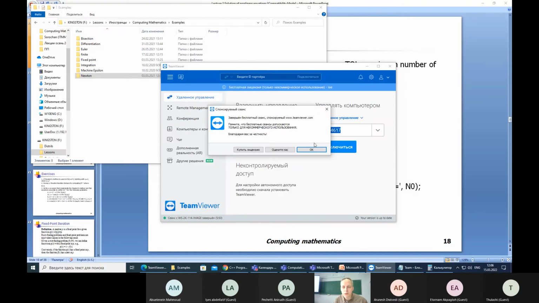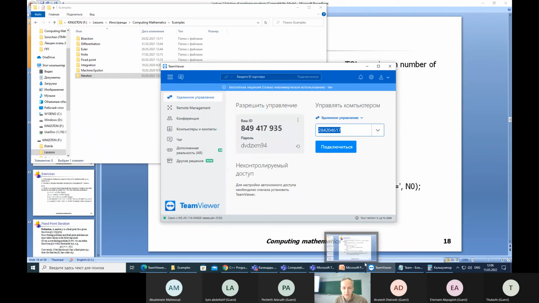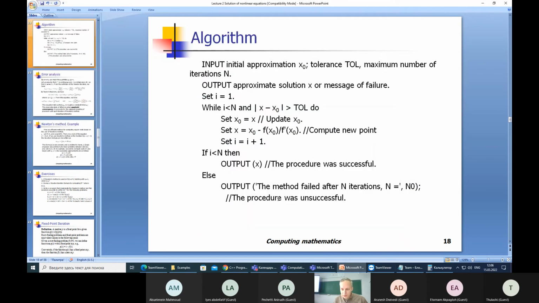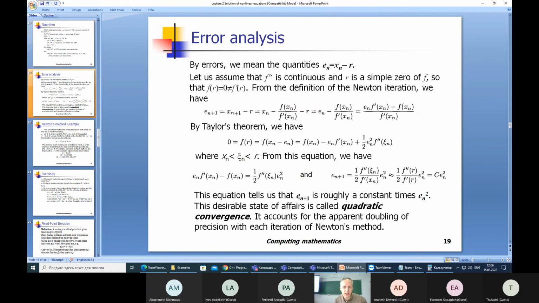I close this screen. I come back to the presentation and we have just 10 minutes, so I will briefly discuss the error. Maybe I skip some formulas, but I want to discuss with you the main point of the error analysis.